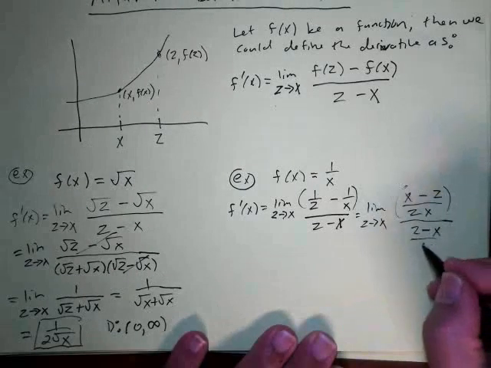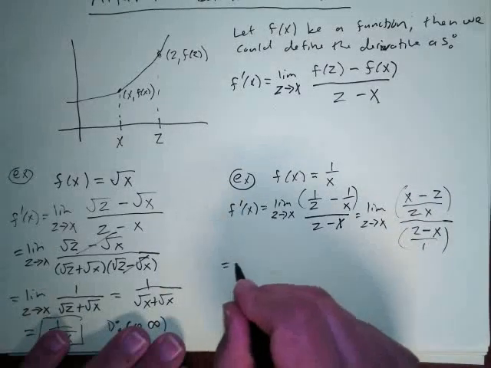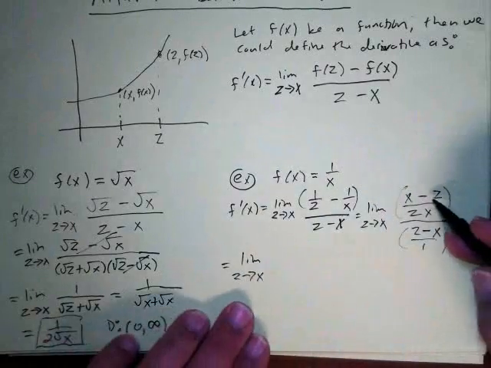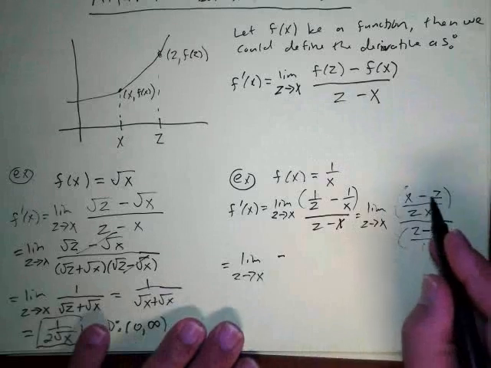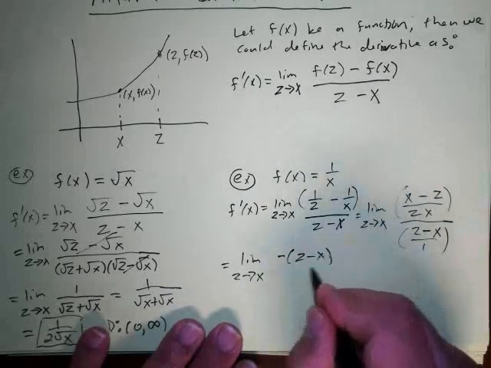And then I could write this like that. Then I could rewrite this as the limit as z approaches x, and here I'm going to take the numerator and commute those around by putting a negative outside. It would look like this.